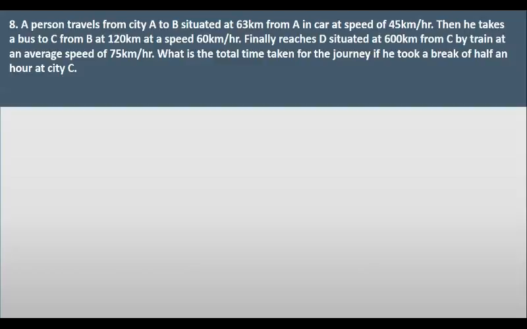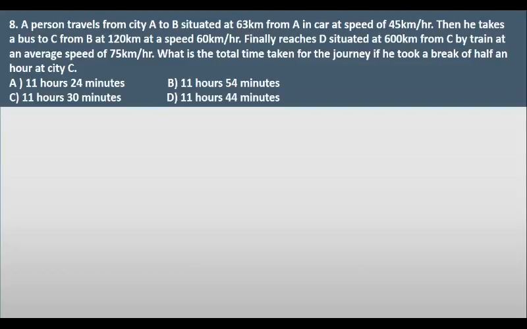What is the total time taken for the journey if he took a break of half an hour at city C? And the options are A. 11 hours 24 minutes, B. 11 hours 54 minutes, C. 11 hours 30 minutes, and D. 11 hours 44 minutes.